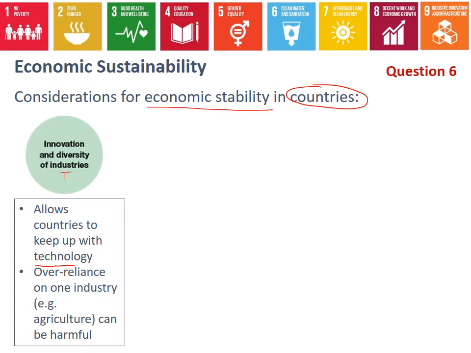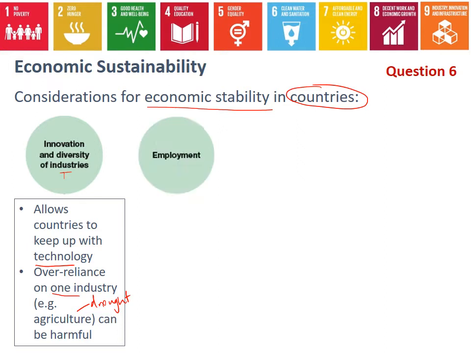And then also that diversity of industries. Remember, we've talked about before, relying on one industry can be really, really harmful for a country. For example, if a country relies on agriculture and then there is, say, a drought and all of the crop is destroyed, like in the movie, that can be catastrophic for some countries if they rely on that particular industry.